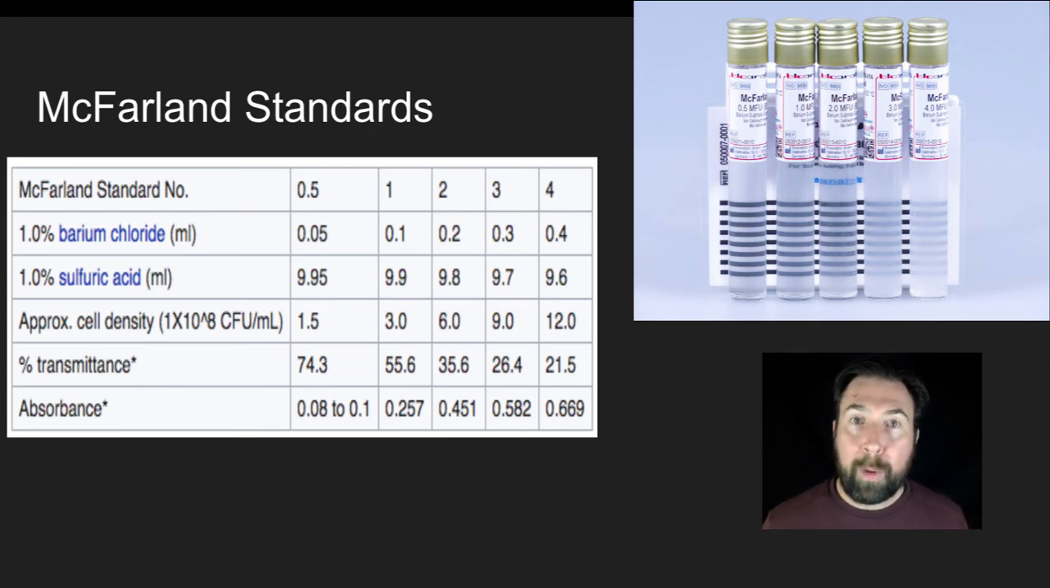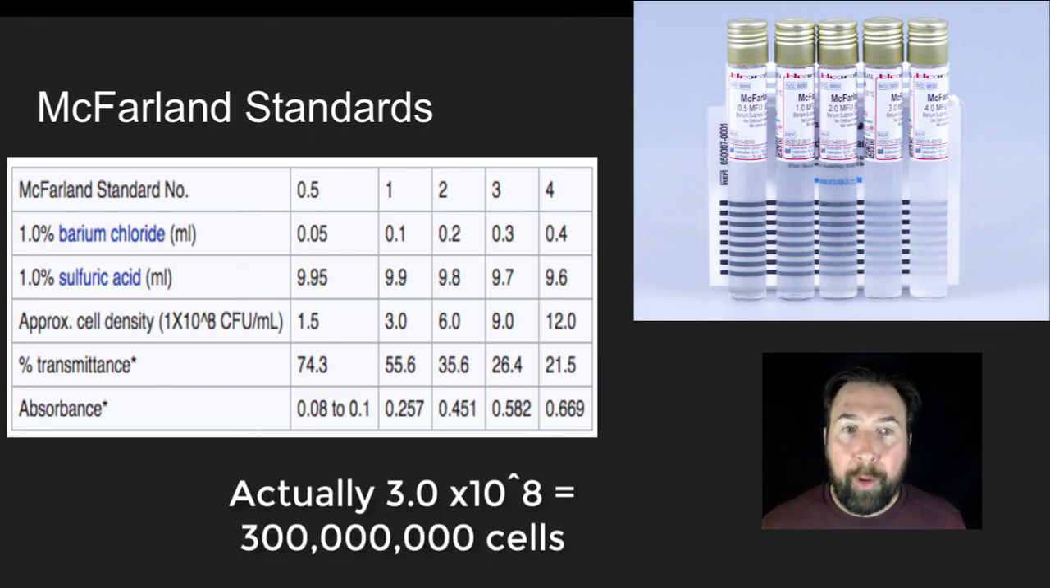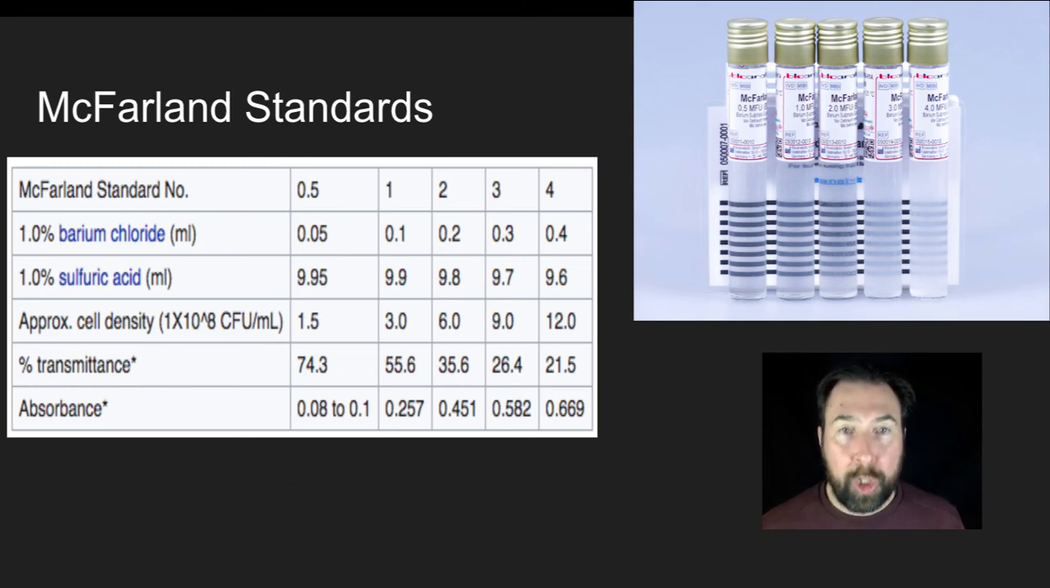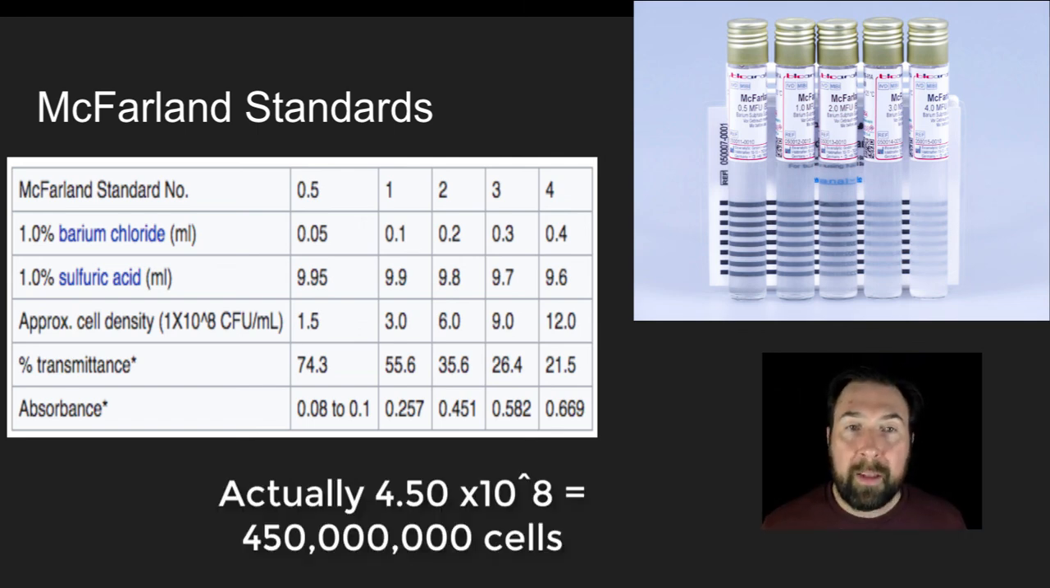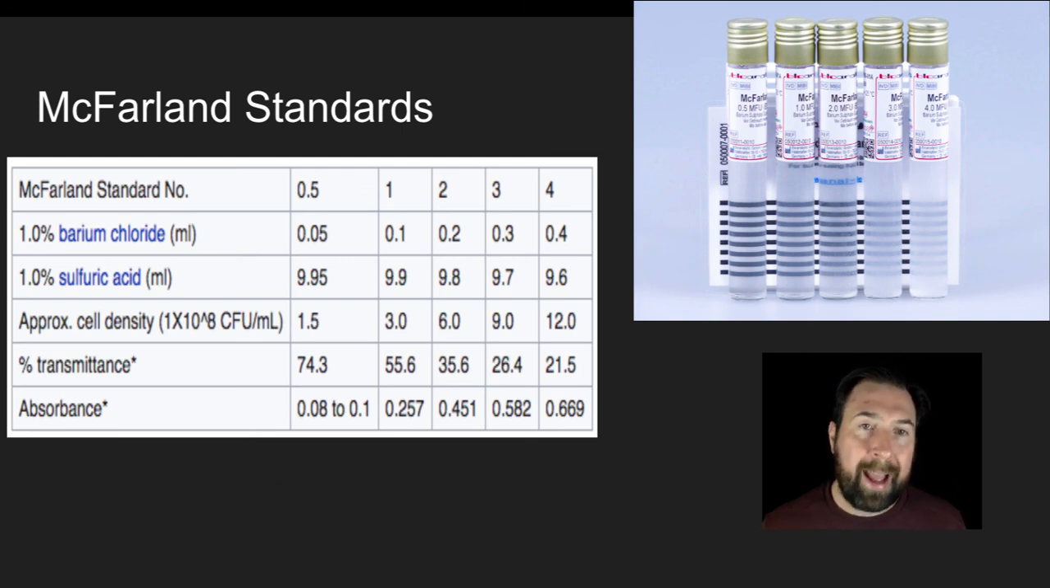So let's say, for example, we go back to that example I gave you, that 1.5 McFarland standard. It turns out that the approximate number of cells that you have, if you have a McFarland standard of 1, is 3 times 10 to the 8th, or 300 million bacterial cells. And if I had a 2 McFarland standard, I would have 600 million cells. And so if I have something that's 1.5, that would be roughly 450 million cells.